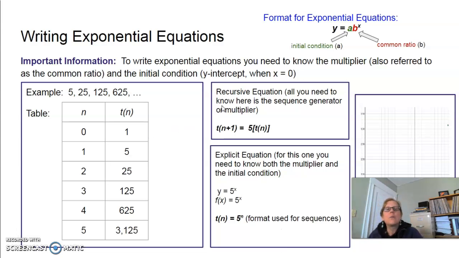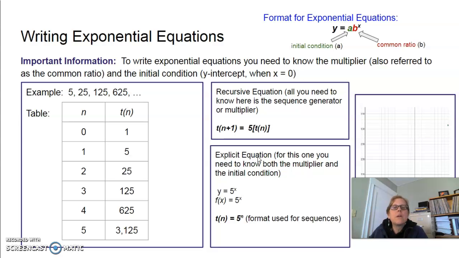All right, let's start with the recursive equation first. All you need to know here is the sequence generator. So that's 5, because that's what we multiply by. So t of n plus 1 is just going to be 5 times the term before it. That's all you do. You just keep multiplying by 5.